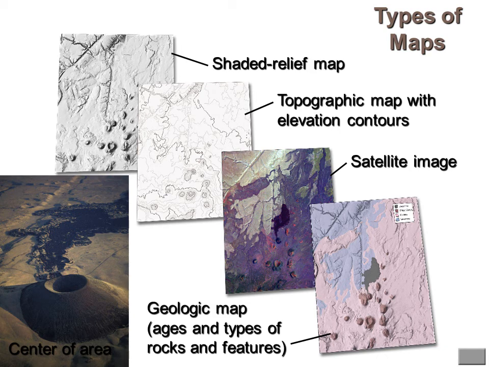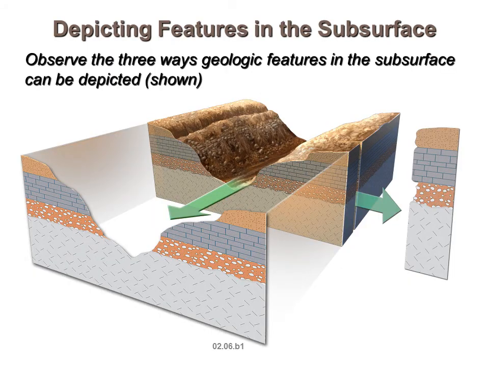Right, so again we've got shaded relief, topographic, satellite image, and geologic map. Okay, so all of these images of the subsurface are going to help us infer the sequence of events that formed this area.